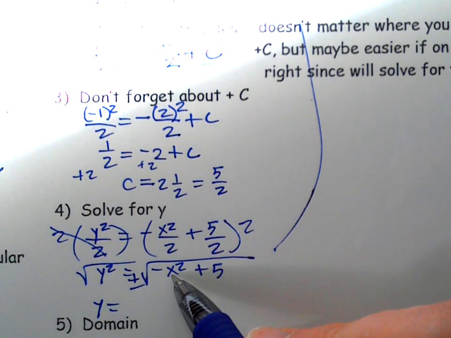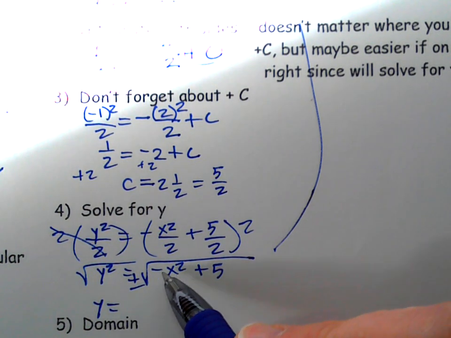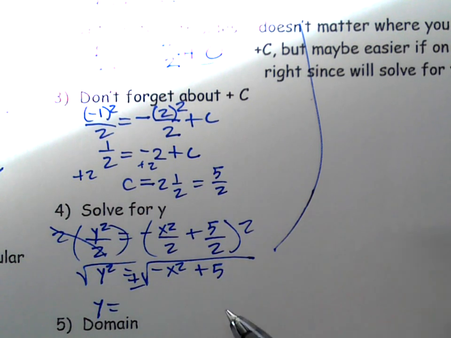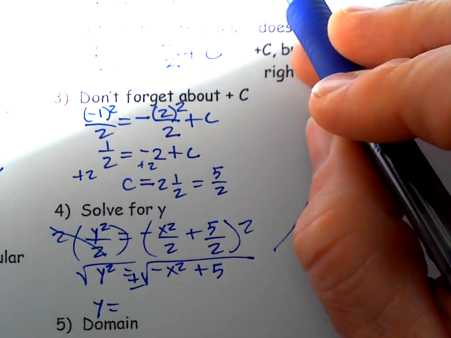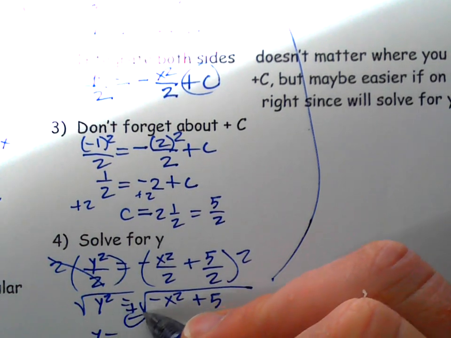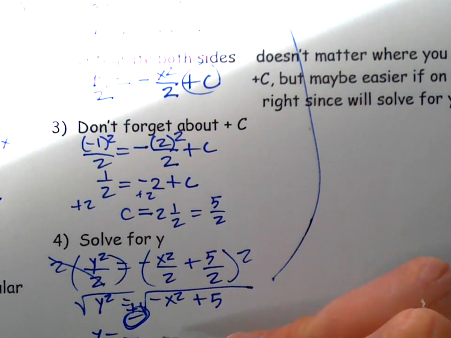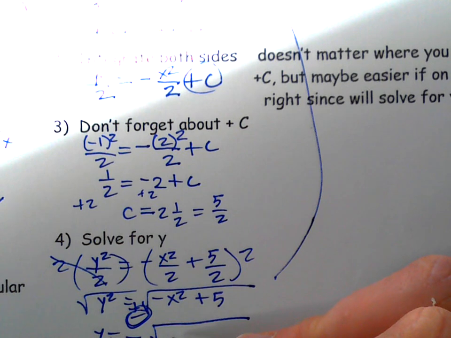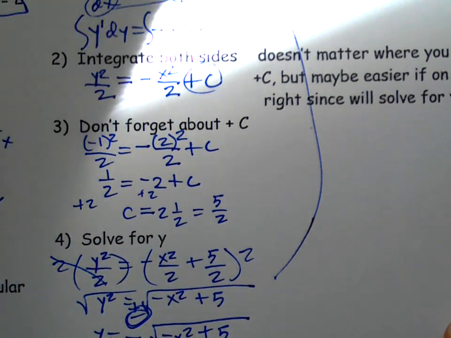So if you plug 2 in here, the square root of 4, negative 4 plus 5 is 1, the square root of 1 is 1, but we want it to be negative 1. So we have to go with the negative here. So our answer is y equals negative square root of negative x squared plus 5. Now that's just the equation.